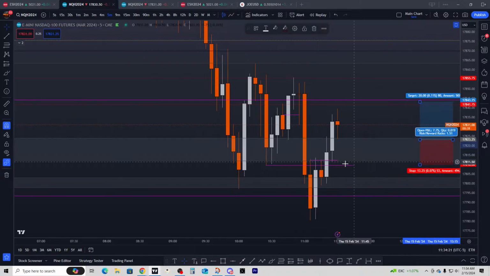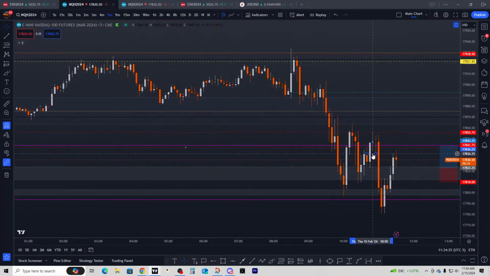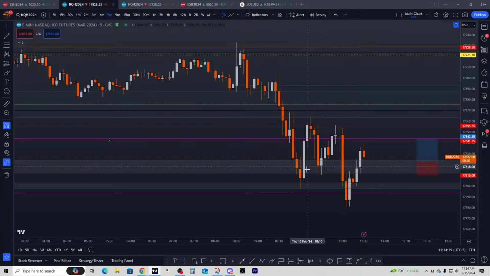The number one question is, where's the liquidity? Okay. So if you're short right now, where's your stop loss? It would be up above these highs here. If you were long, where would your stop loss be? Down below this low. We took out this low, okay? Now we have liquidity up here. You can even draw this.